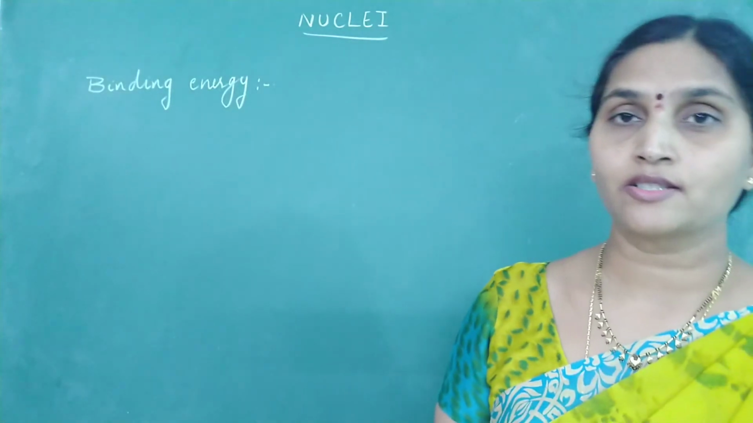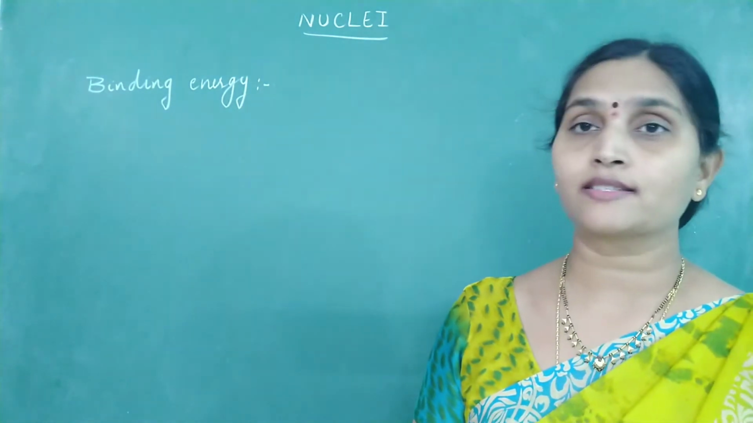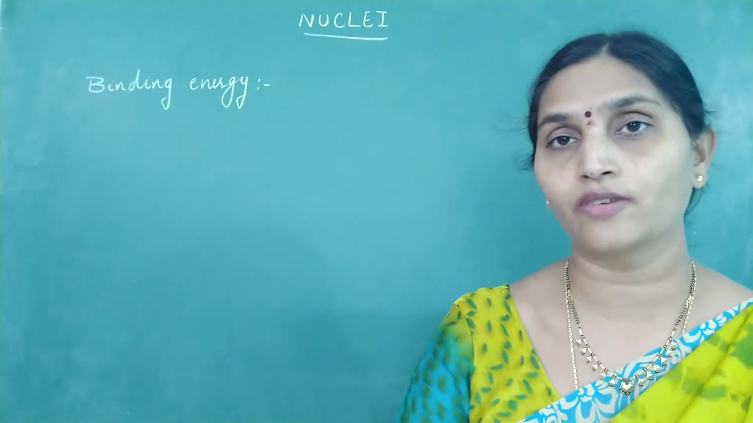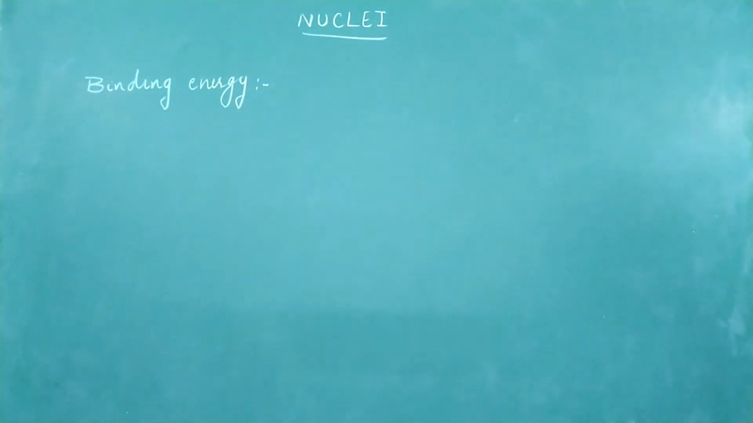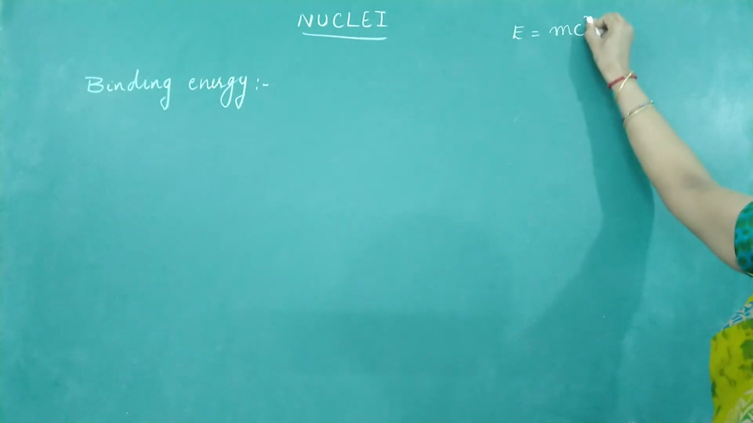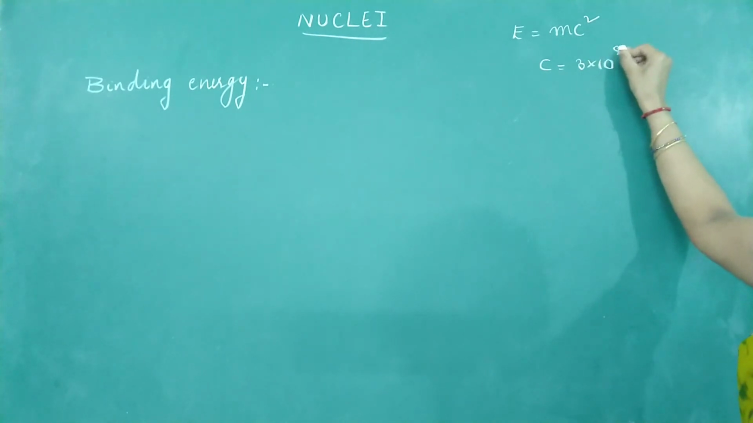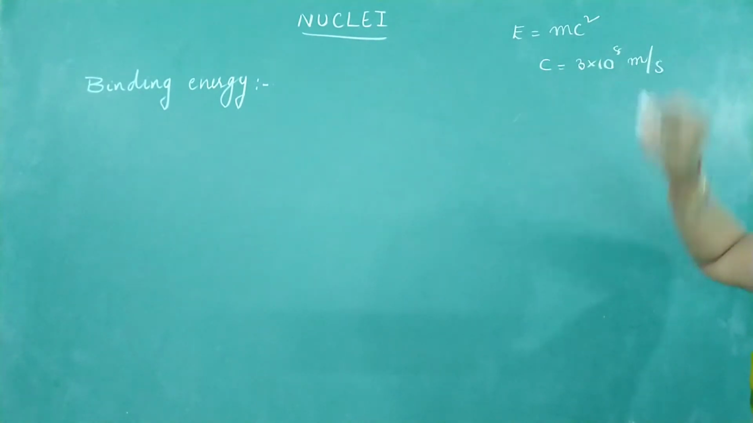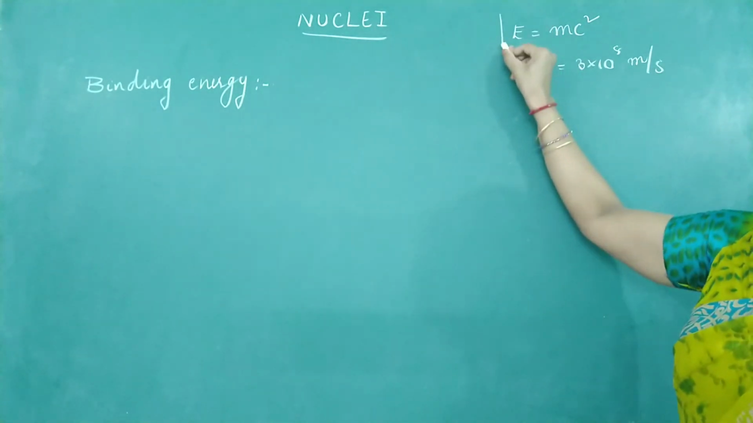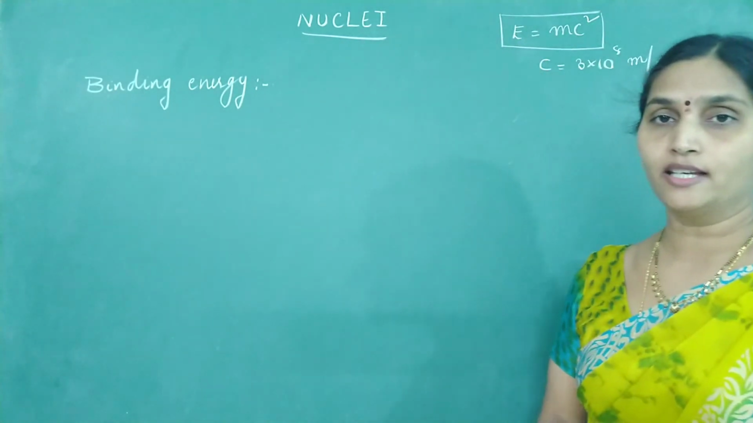Now that we have understood what mass defect is, let's look into what binding energy is. To understand binding energy, we'll make use of Einstein's mass energy equivalence. All of you are familiar with the relation E is equal to mc square, which is called Einstein's mass energy equivalence, where c is 3 into 10 to the power 8 meter per second. The amount of energy equivalent to a mass m is given by this relation. Now I'll take the help of this relation to understand binding energy.